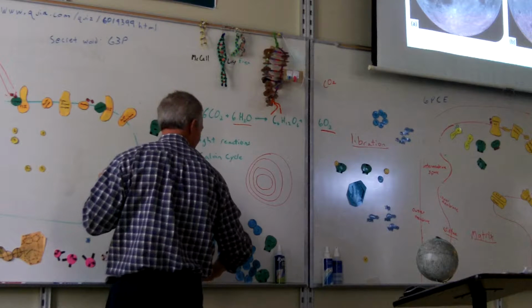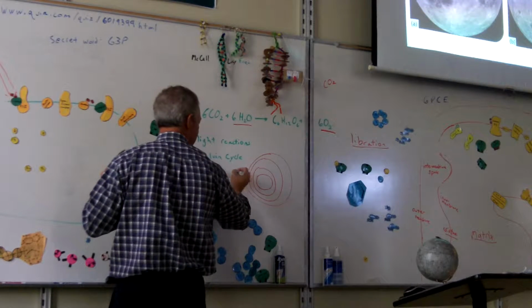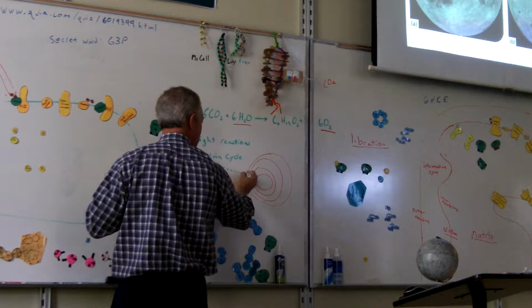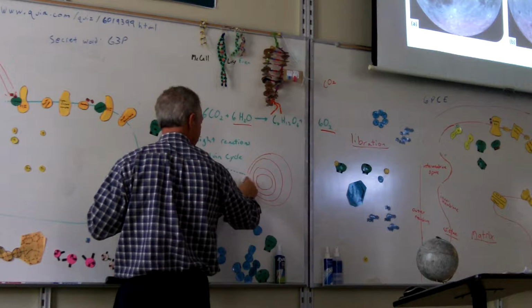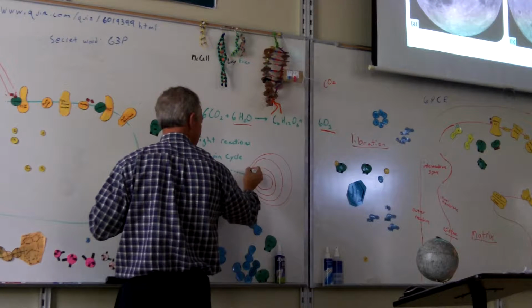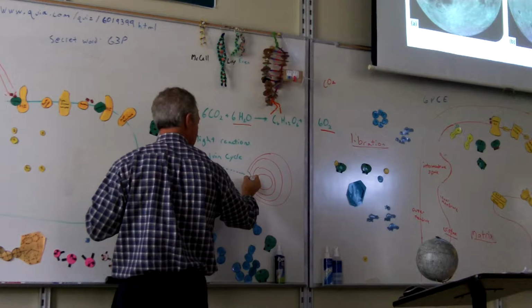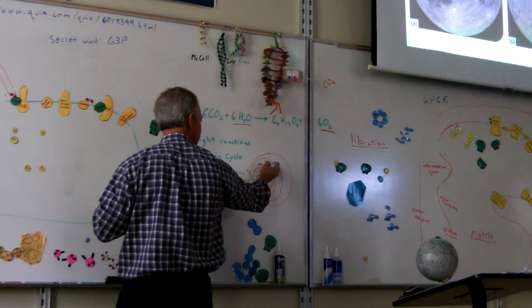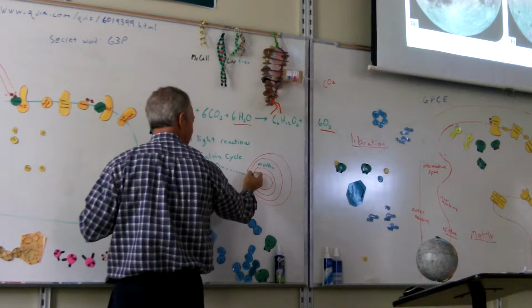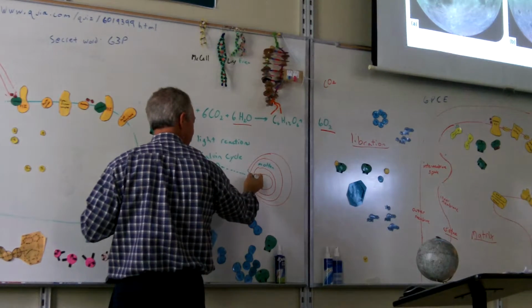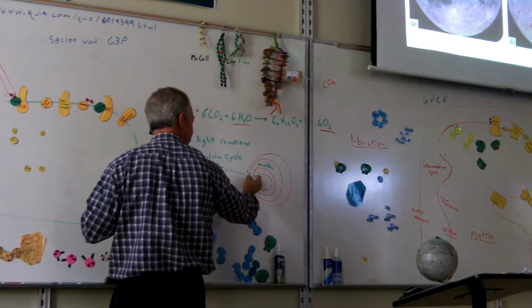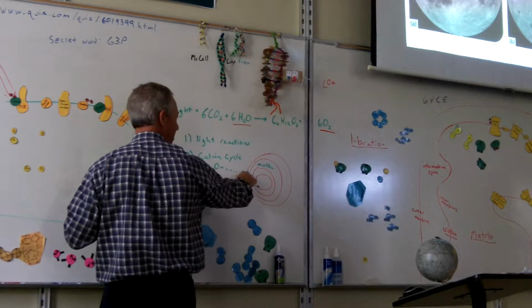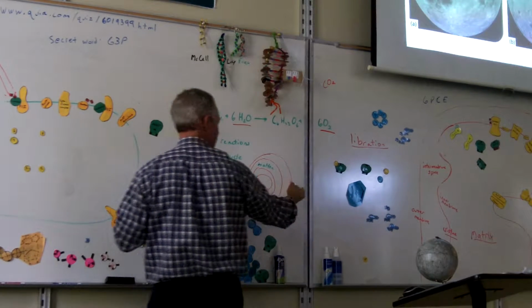So if you get a big asteroid impact, here's a big asteroid, boom! You like my sound effects? It makes a big crater like this. If this part is molten, it's going to fill in the crater like that, and you'll be left with a dark area.